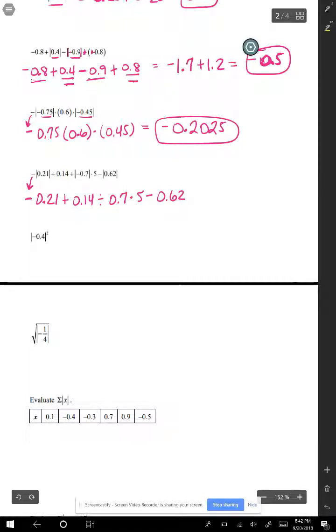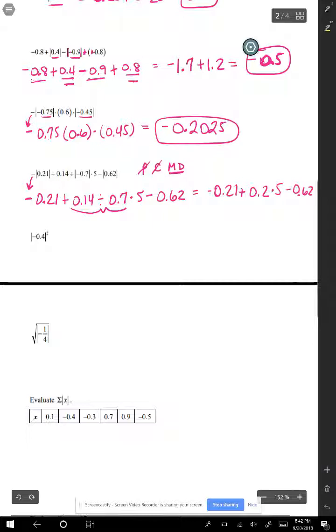Now we're doing the order of operations here. We've taken care of our absolute value bars, which would kind of be like grouping symbols. Next, there's not any exponents, so we've got the P and the exponents taken care of because there's not any. Multiplication and division go together in order from left to right. So that means that this division would take place next. So I'd have negative 0.21 plus 0.14 divided by 0.7 would be 0.2. And then I'm going to bring down everything else, times 5 minus 0.62.